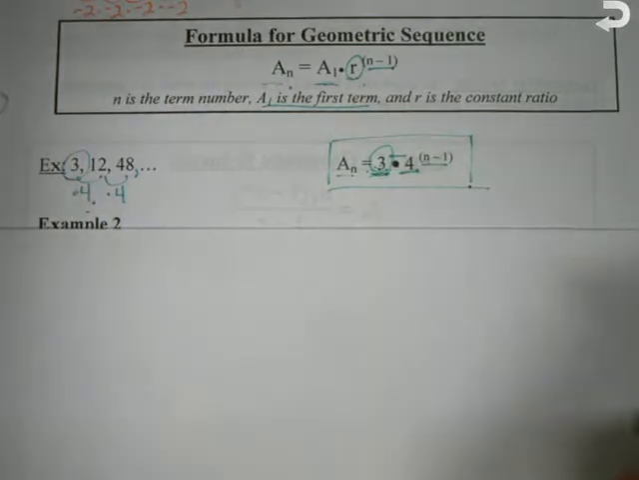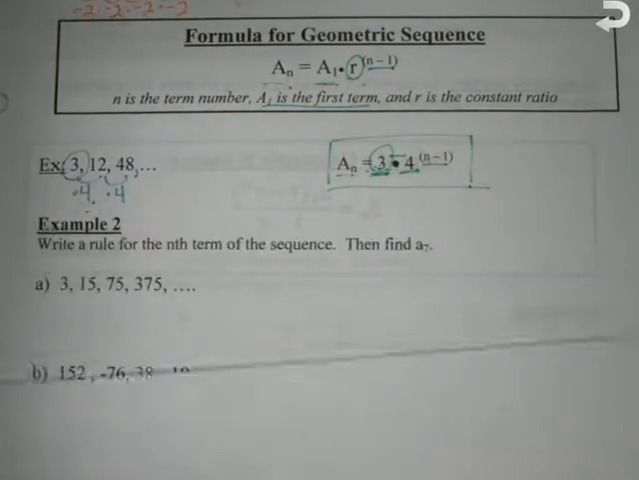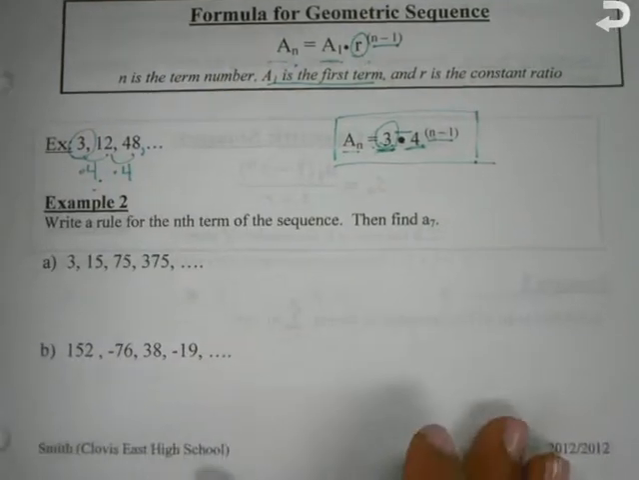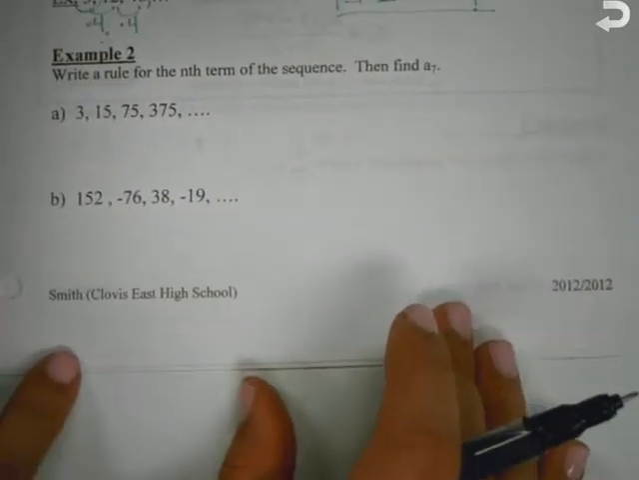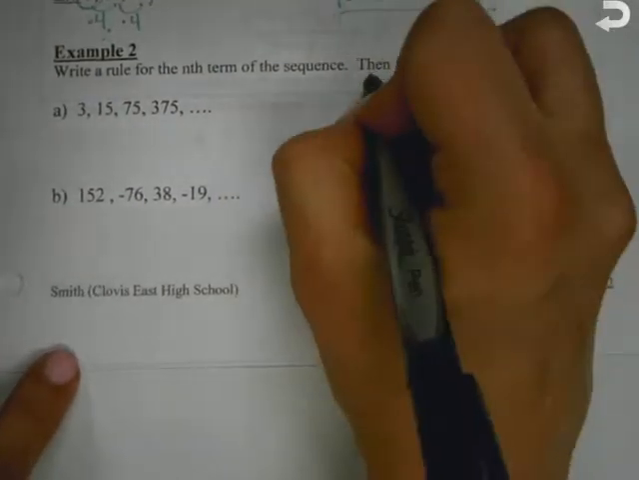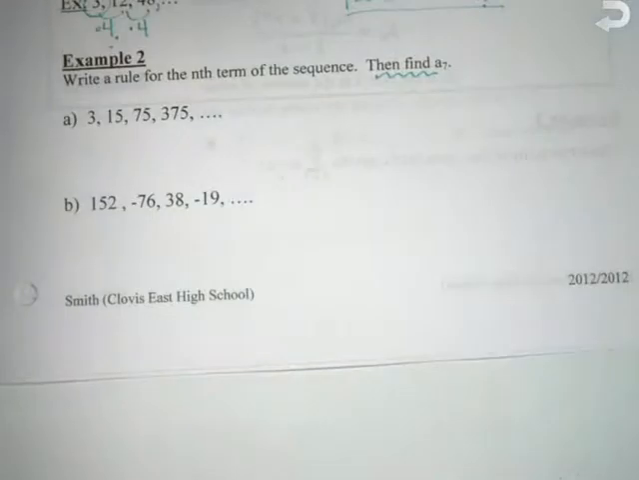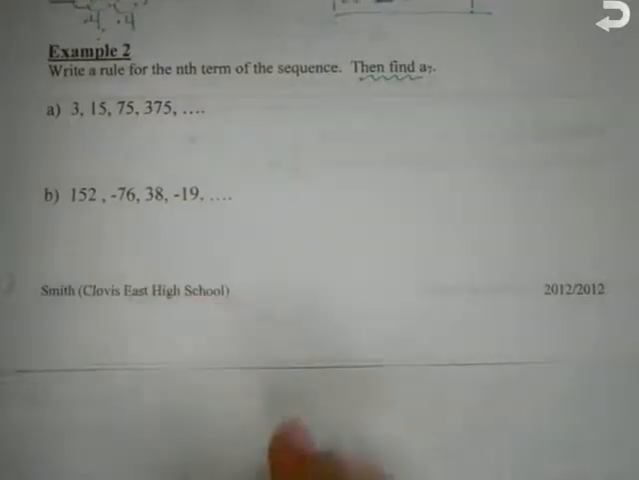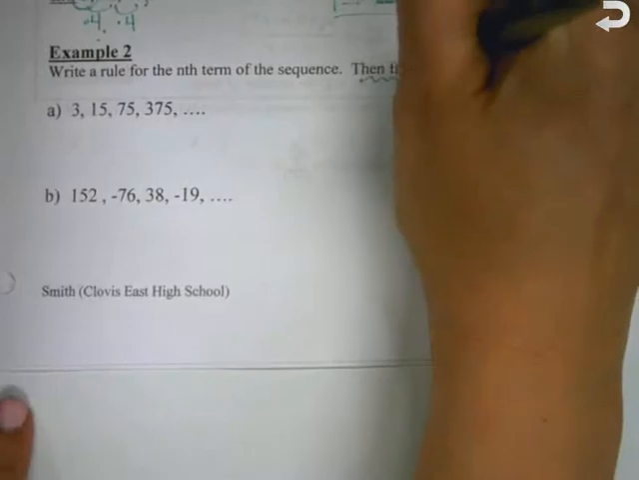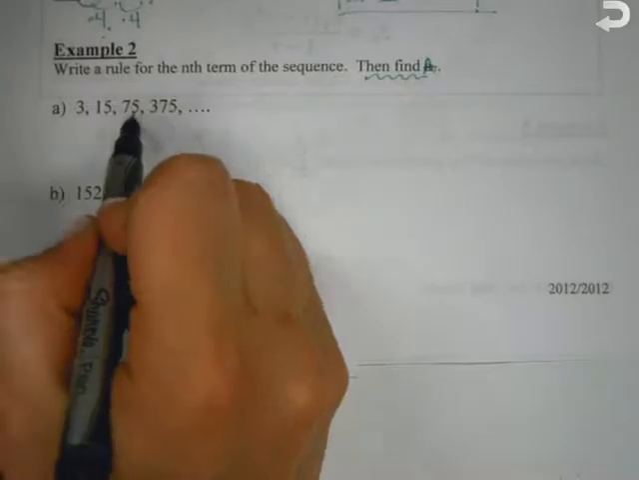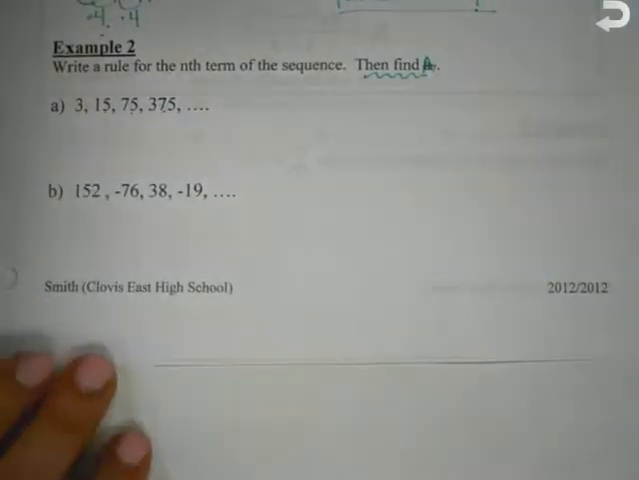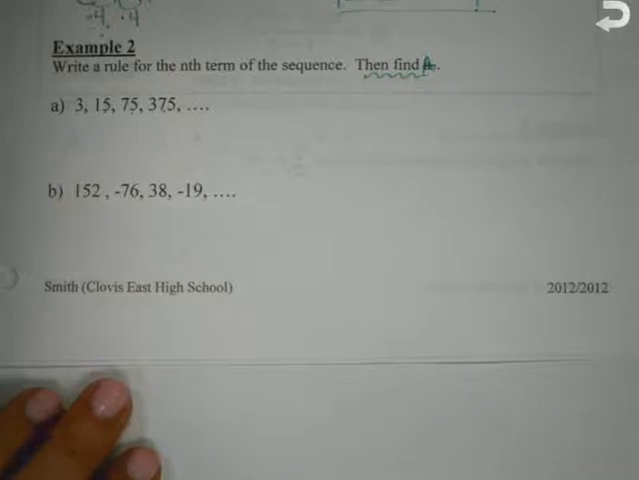So let's look at example 2. Write a rule for the nth term of the sequence, and then I want you guys to find A sub 7. Anyway, 3, 15, 75, 375. What is the constant ratio there? We're multiplying by 5 each time. Okay, so let's plug it in.